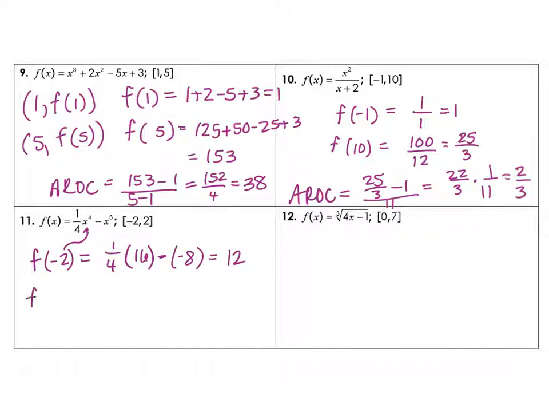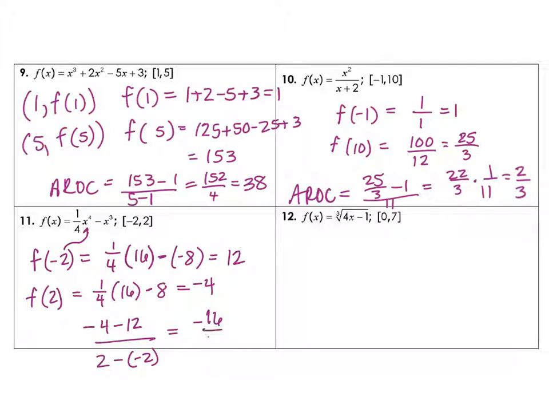And so f at +2, so when I substitute that in, we're going to have 1/4 times 16. And then here it's going to be -8. So that's going to give us -4. And so now whenever we go through our rate of change, we're going to have -4 minus 12 all over 2 minus a -2. So we have -8, or not -8, goodness. We have -16 over 4. So our rate of change is -4.